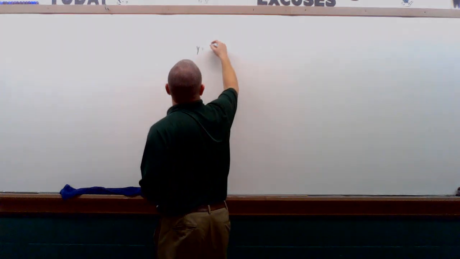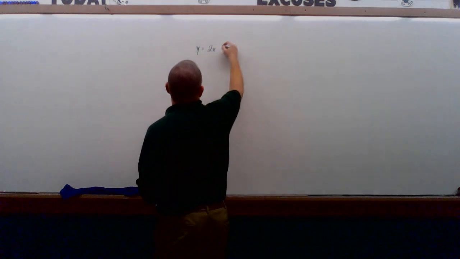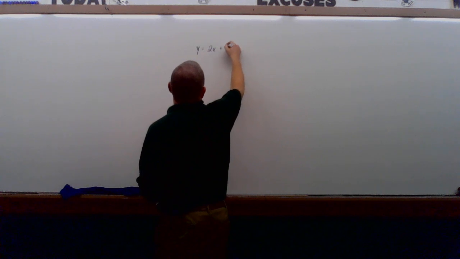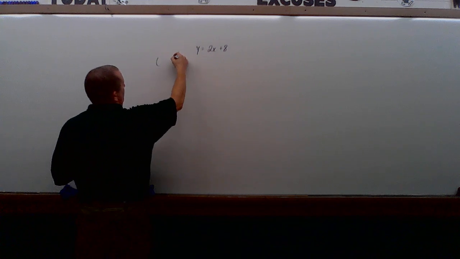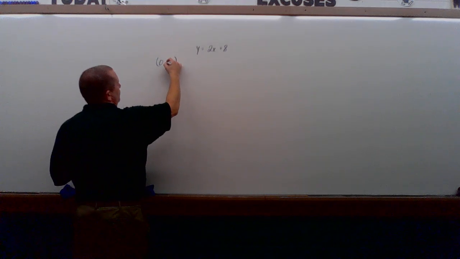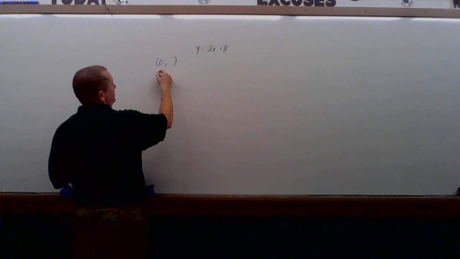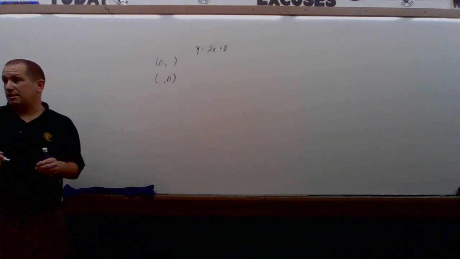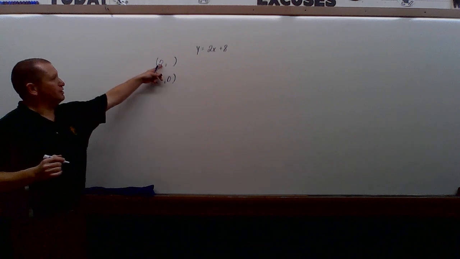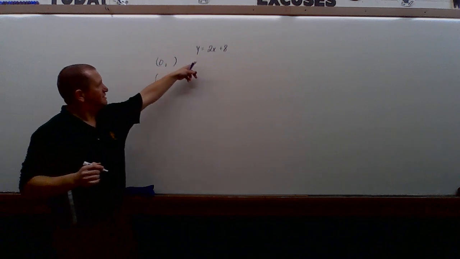y equals 2x plus 8. All right. So we want to find the intercepts and use them to graph. So again, one of my points should be 0 and then some number, and my other point should be some number and 0, right? So if I put 0 in for the x, right?